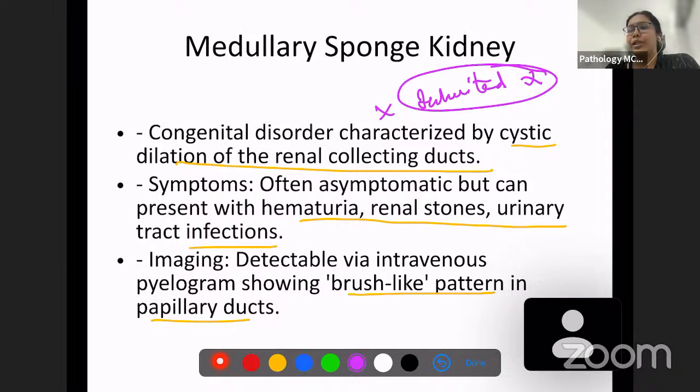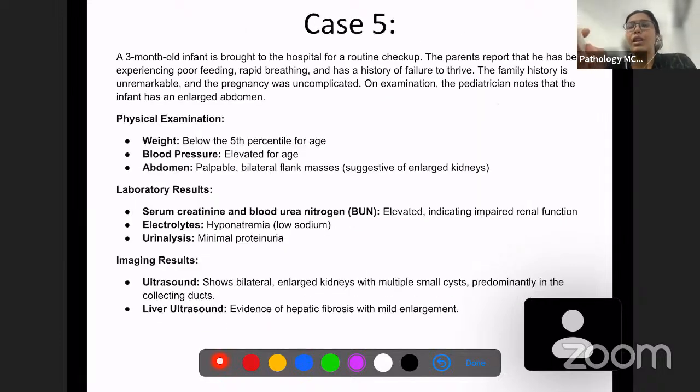Now, over to the next case. A 3-month-old infant is brought to the hospital for routine checkup. Parents report that he has been experiencing poor feeding, rapid breathing, and a history of failure to thrive. The family history is unremarkable and the pregnancy was uncomplicated. On examination, the pediatrician notes that the infant has an enlarged abdomen. The weight is below 5th percentile for age. Blood pressure is elevated for age. Okay, so the abdomen shows palpable bilateral flank masses.